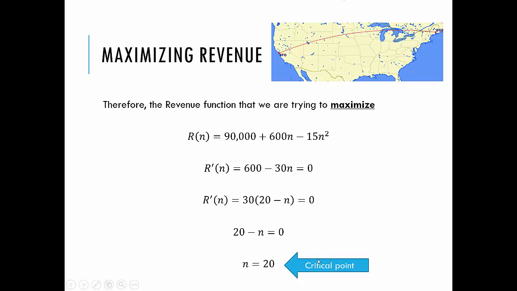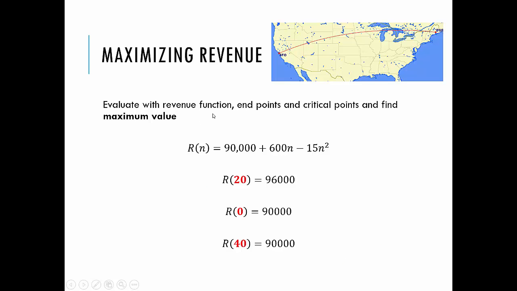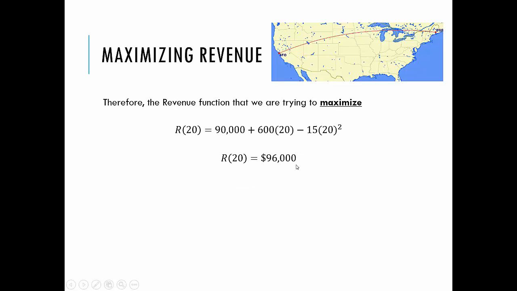So the question is, is this a max or a min? Well, what you can do is plug your critical point into the second derivative. Notice when I take the second derivative, my variable actually goes away, but it's negative. When it's negative, that means I do have a max. So I evaluate with my revenue function my endpoints and my critical point. Remember, my endpoints were 0 and 40, plus my critical point. And I see that my critical point, 20, gives the largest.